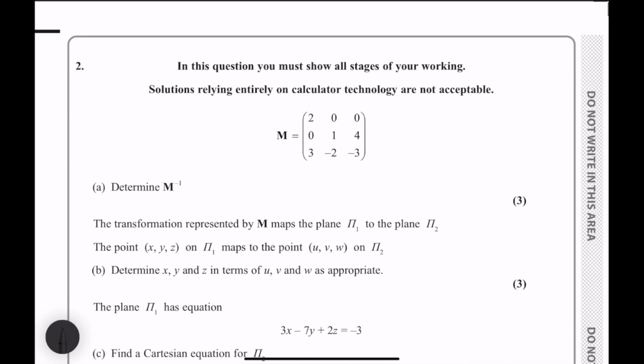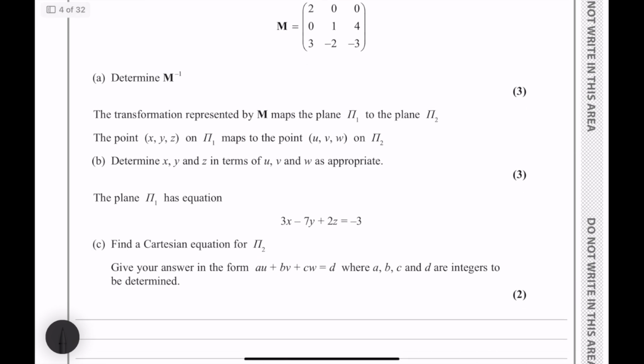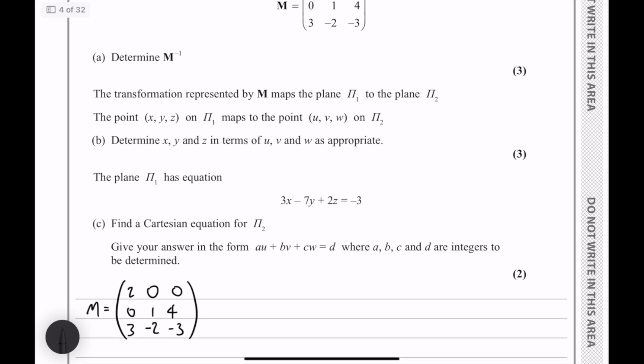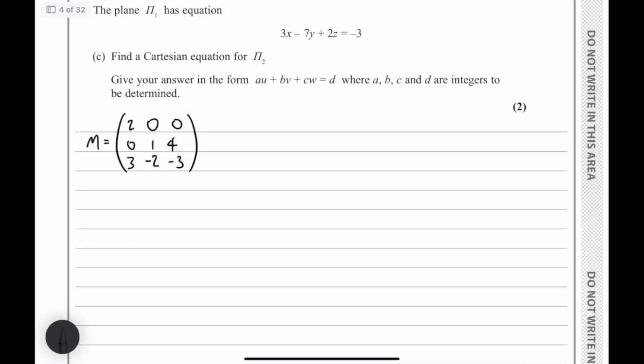Moving on to question number 2. Part A, determine the inverse of M. So we've got 2, 0, 0, 0, 1, 4, 3, minus 2, minus 3 down here. And we want the inverse matrix. To do that, I need the minors for each element, and I also need the determinant. So let me do that first. That'll give me 3 of the minors.